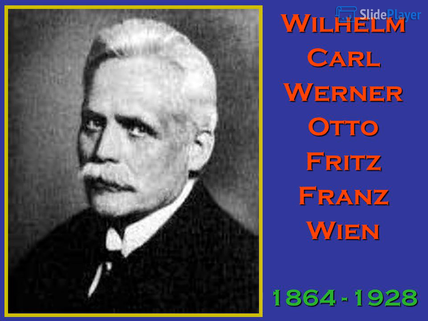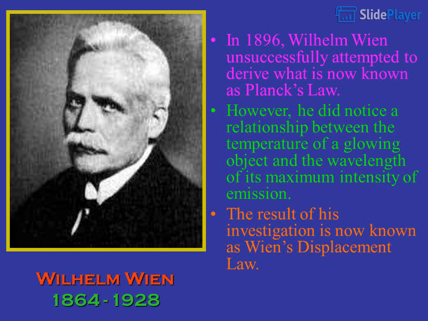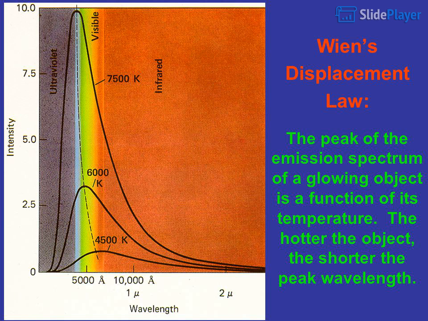Wilhelm Karl Werner Otto Fritz Franz Wien, 1864–1928. In 1896, Wilhelm Wien unsuccessfully attempted to derive what is now known as Planck's law. However, he did notice a relationship between the temperature of a glowing object and the wavelength of its maximum intensity of emission. The result of his investigation is now known as Wien's displacement law.